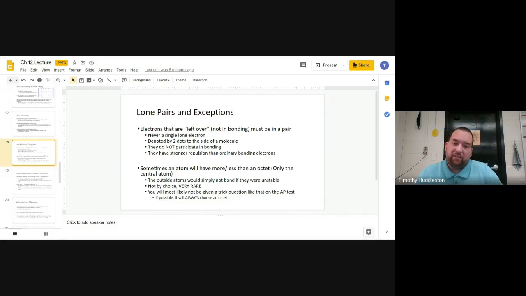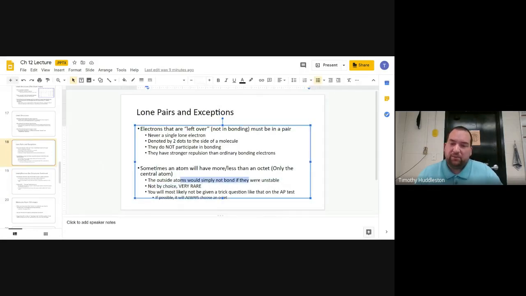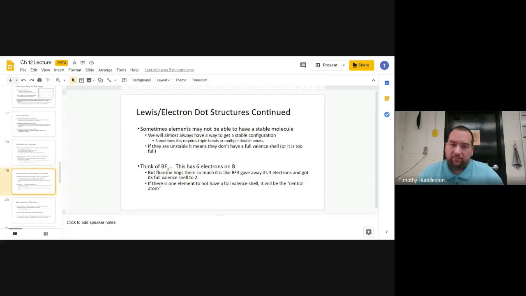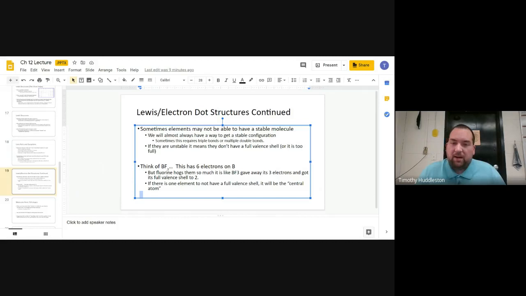Sometimes an atom will have more or less than an octet, and it can only be the central atom. I just talked about that. By the way, if the outside atoms were unstable, they would simply not bond. That's why outside atoms cannot be unstable. Sometimes elements may not be able to have a stable molecule. We will almost always have a way to get a stable configuration. I may give you one that gives you an unstable configuration throughout the year. If they are unstable, it means that they don't have a full valence shell, or it is too full.